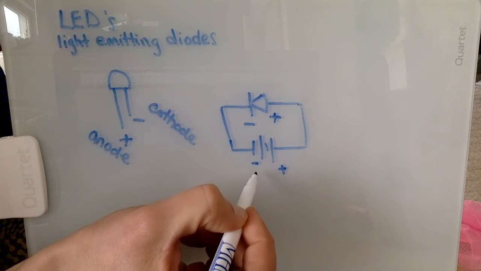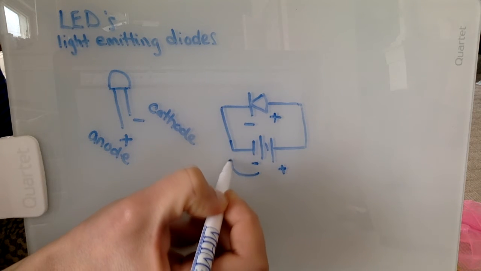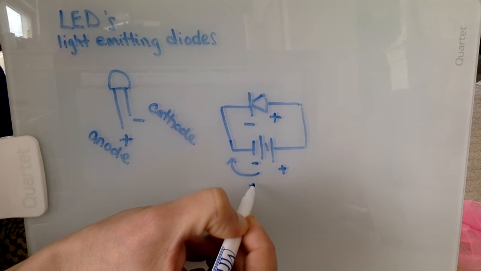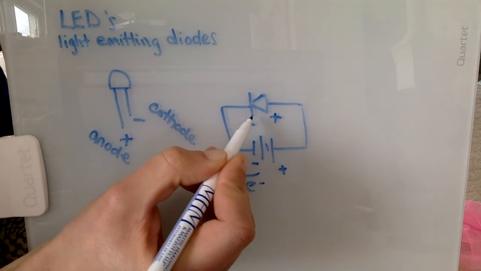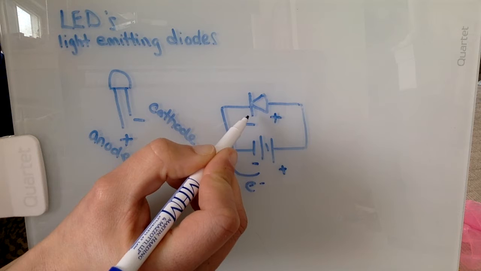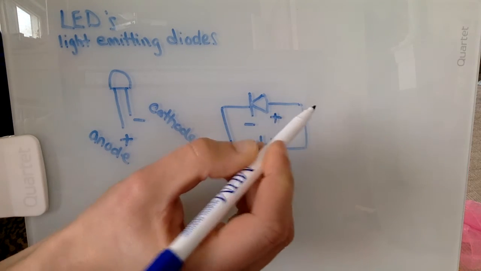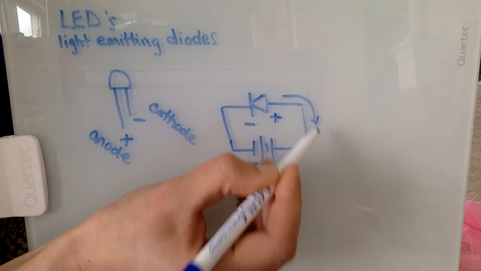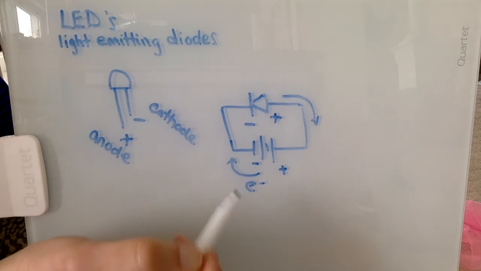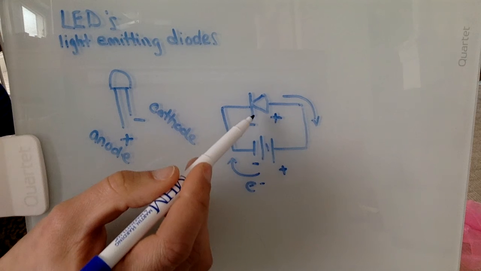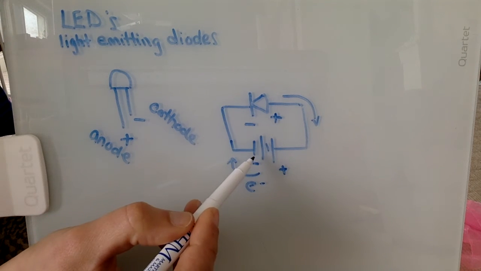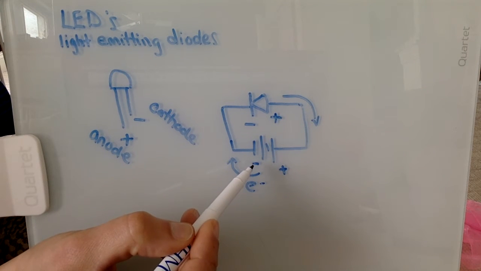Remember, we follow the flow of electrons, so electrons are going to leave the negative side of the battery. These are my electrons. And they are going to meet the negative side of the LED, travel through the LED, and then go back to the battery. This is wired properly. So the negative side of the LED needs to be connected to the negative side of the battery.